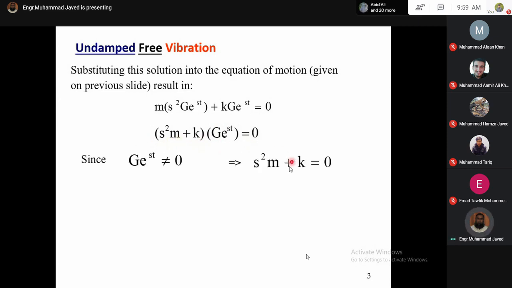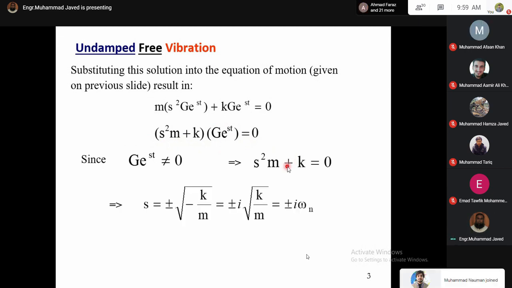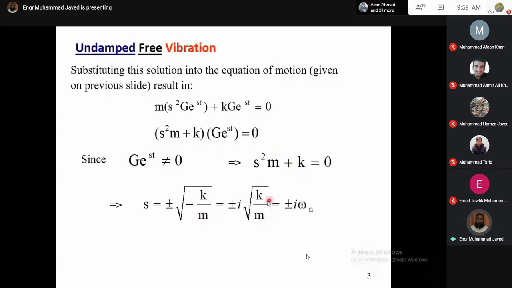And this is the quadratic equation. You can solve this. You will have two roots. The square root of k over m is known as natural circular frequency, and it is represented by omega n.